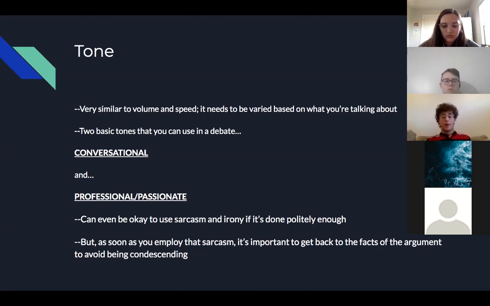And so if you deliver that in a bit of a sarcastic tone, then it can be all the more impactful for the judge and they really get what you're saying. But it's also important to just immediately after you do that, get back to the facts of the case, get back to the arguments, and try to avoid being condescending or being rude.